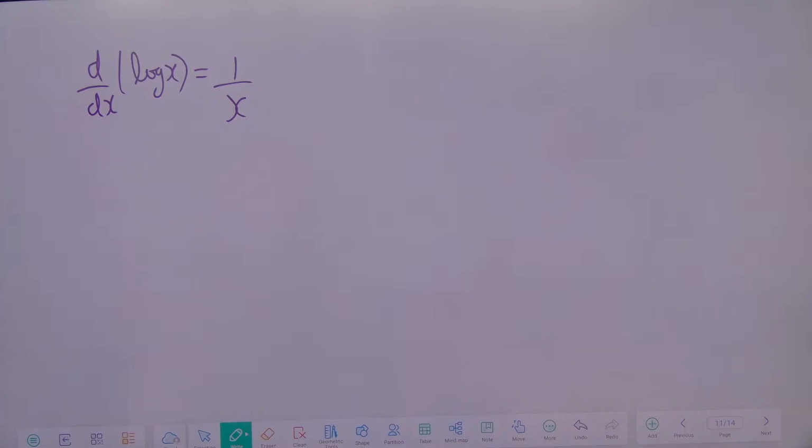There are so many other formulas, but before going to the formulas, let us learn some rules or methods of differentiation. Under that we have the product rule, quotient rule and also the chain rule. But first let me discuss what the chain rule is.